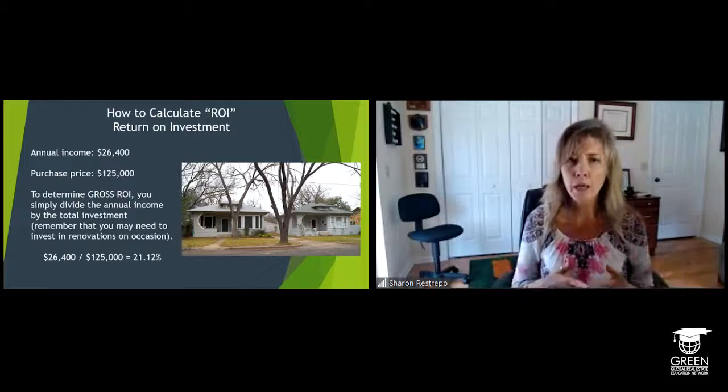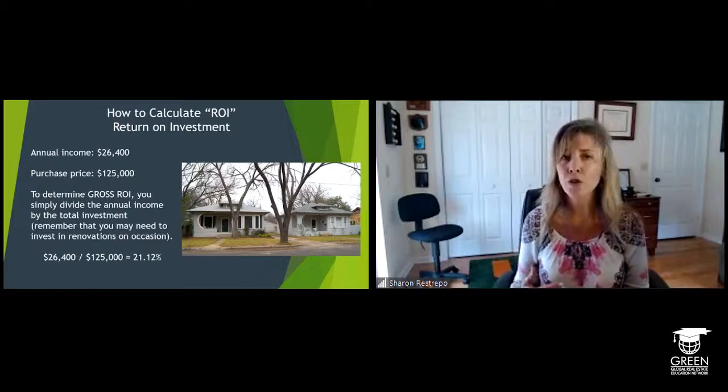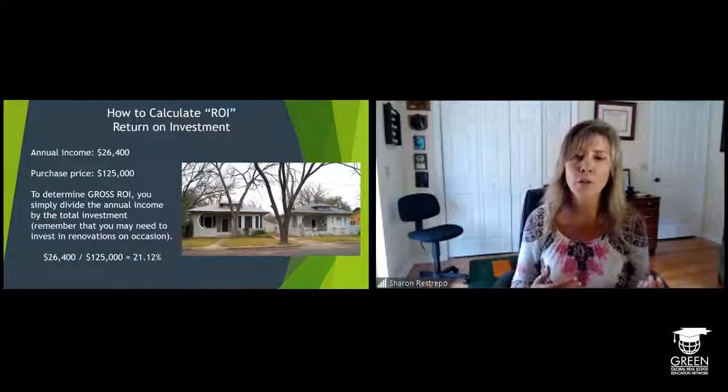So our annual income, guys, comes to both tenants paying every month all year long $26,400, with a purchase price ready to rent of $125,000. So to determine the gross return on investment, you would simply divide the annual income by the total investment. Remember that you would need to include renovation money if you needed to do renovation. So in other words, if your purchase was at 100 and you were going to spend 25 more on renovations, then you'd be all in at 125. So you want to use that total investment.